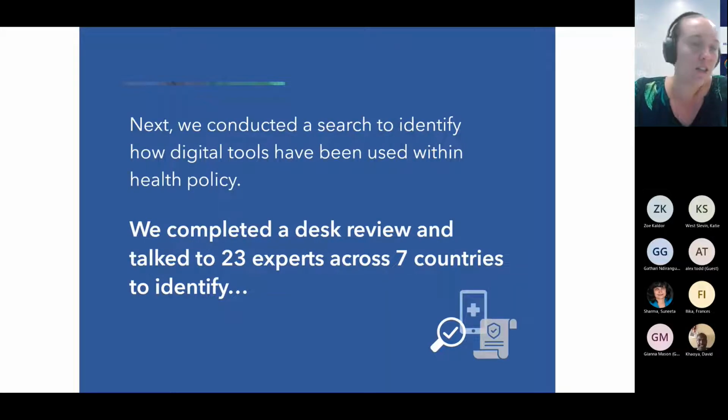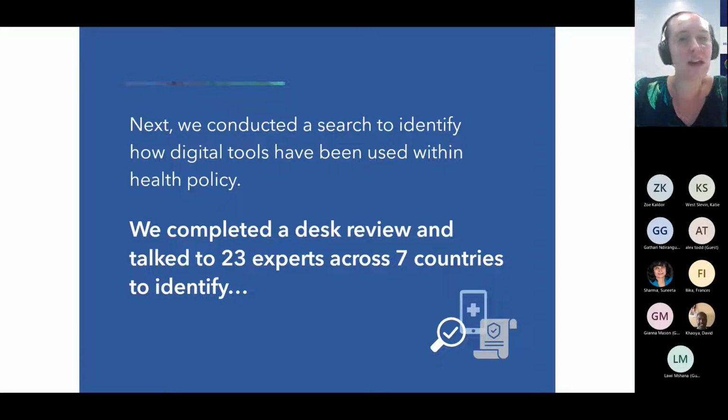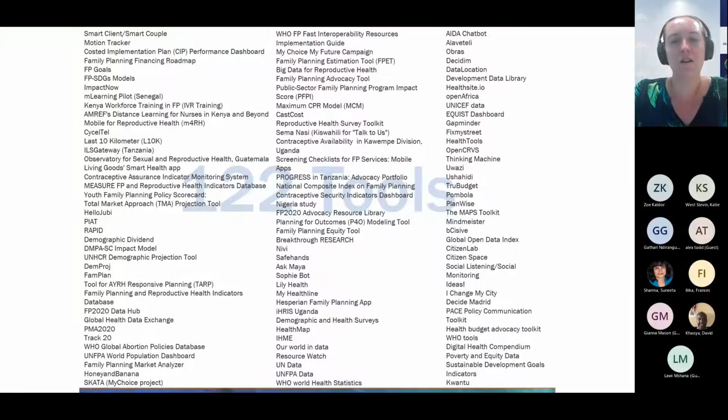So after we conducted our key informant interviews and after we had mapped out the activities across the policy cycle, we also conducted research to identify how digital solutions have been used in health policy so far. So we completed a desk review, and through that, and from speaking with our policy practitioners in our interviews and talking through what tools they use across their work, we identified 122 tools that have a variety of functions across all of the different kinds of activities that go into supporting policy work. And that's a long list.